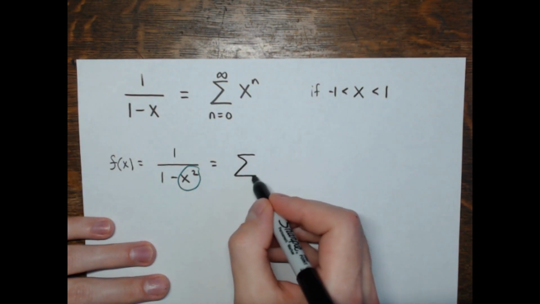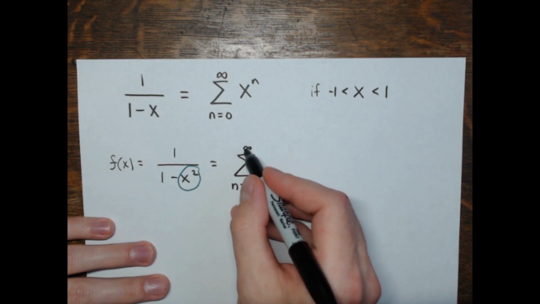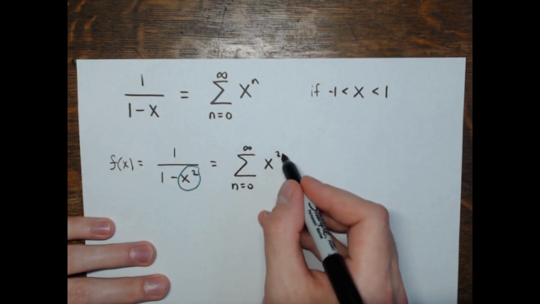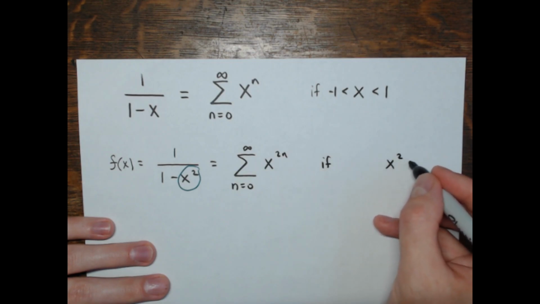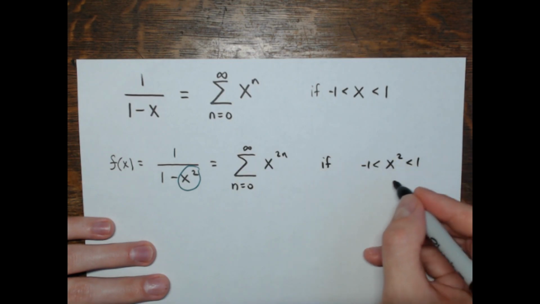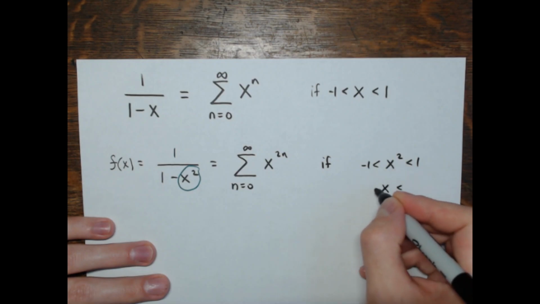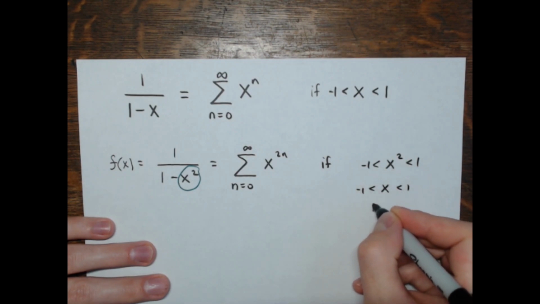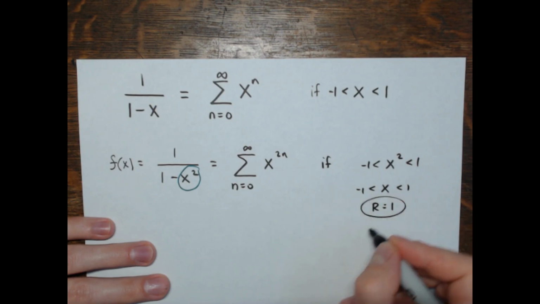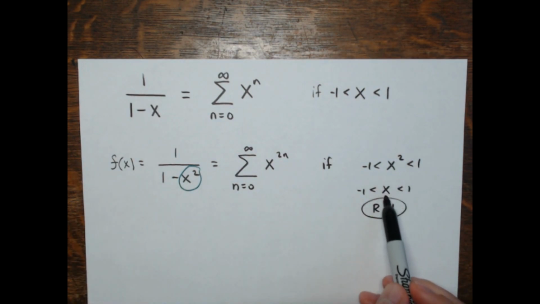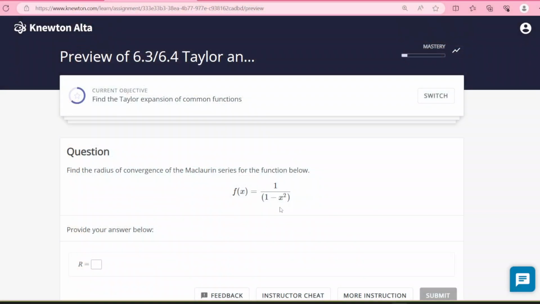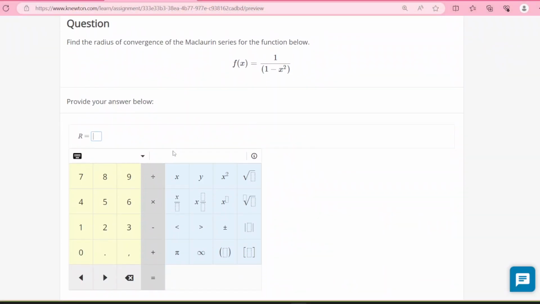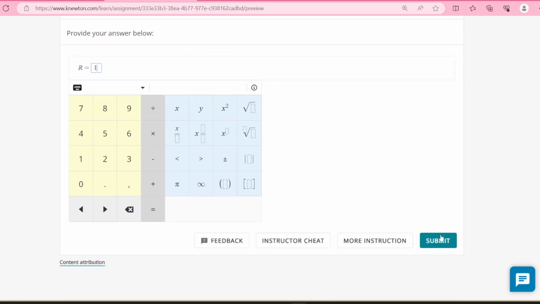So this will be the sum from n equals 0 to infinity of x squared to the n, or x to the 2n. But this will only converge if x squared is between -1 and 1. But that's only happening if x is between -1 and 1. So the radius of convergence is still 1. Centered at 0, the distance to either end of this is 1 unit. So still a radius of convergence of 1 unit.